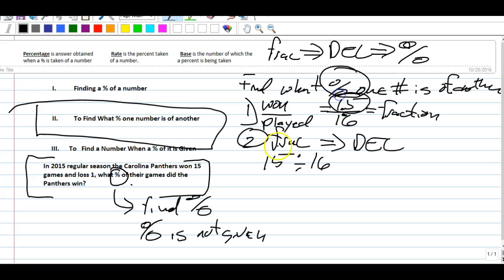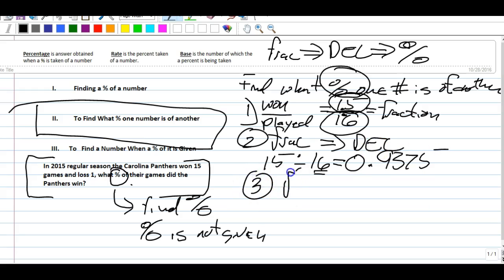The numerator is your dividend, and the denominator is your divisor. Divisor is what you're dividing by. So if I divide 15 by 16, and again, I'm not actually going to show you where I compute that, that gives me 0.9375. So this is a decimal number.